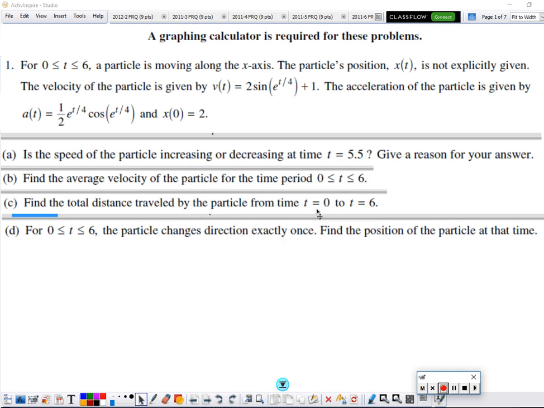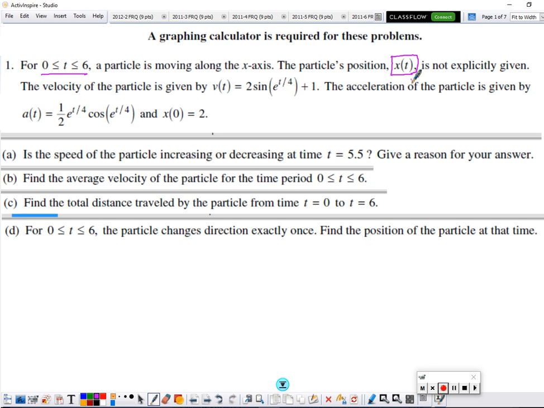Okay, so number one says they give us a time period. I would note that. So particles moving along the x-axis. Okay, I've studied that before, so that's good news. It's not a new problem. Particle's position x of t, that's also not a new idea. We've used that before. It's not explicitly given.